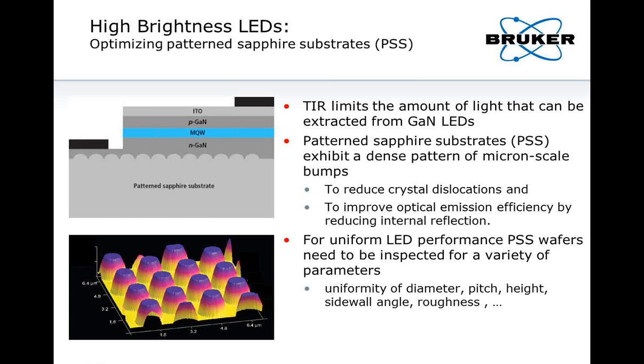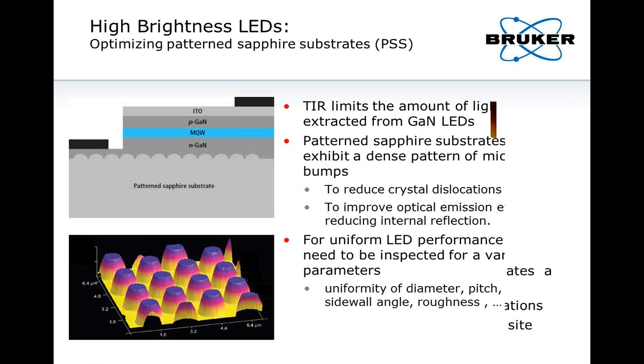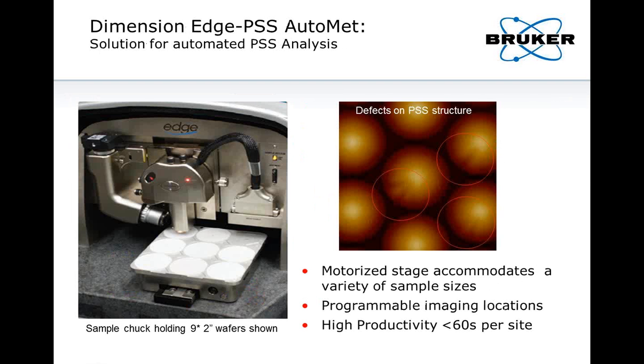And of course, for proper performance, it is important to understand these patterns properly, and you need to inspect them for a variety of parameters such as uniformity of diameter, their pitch, their height. The sidewall angle can be quite important, and then of course the roughness in between these bumps can play a significant role. And what you get in terms of an image is shown on the left here. You see there's like a 6-point-something micrometer scan of one of these patterned substrates, and you can see in this case these bumps that form the PSS structure. There's a variety of these shapes depending on who makes them, and we will talk about that a little bit later.